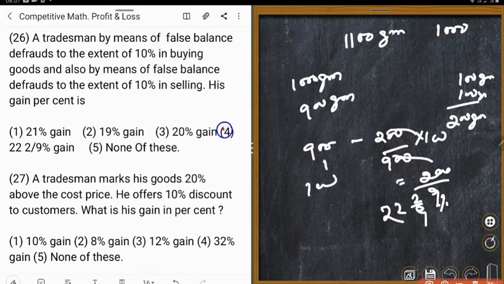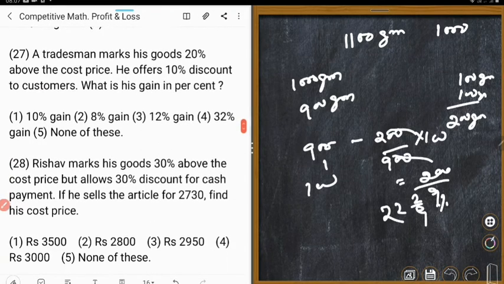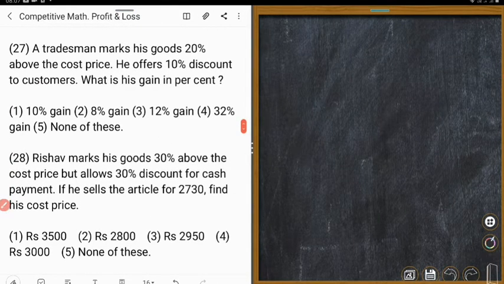Number 4 is correct. Next, 27. Number 20: a tradesman marks his goods 20% above the cost price. Suppose the cost price is 100. Market price, MRP, is equal to 100 plus 20, that is 120. This is MRP.